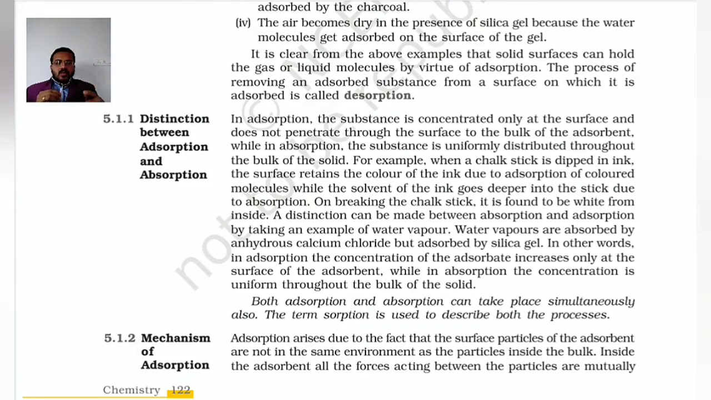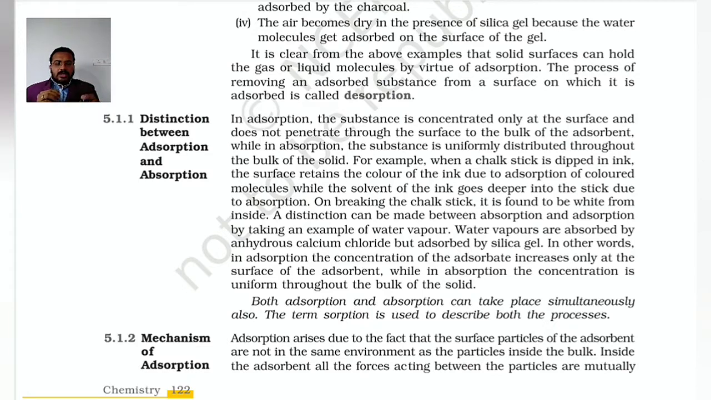For example, when a chalk stick is dipped into ink, the surface retains the color of the ink due to adsorption of the colored molecules, while the solvent of the ink gets deeper into the stick due to absorption. The example of chalk and ink we'll study in detail with the help of a video. Right now we'll go for the next point.